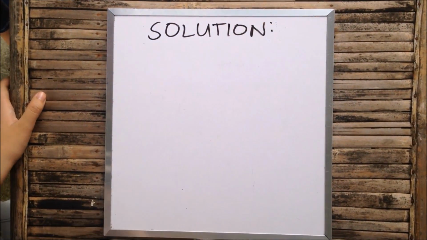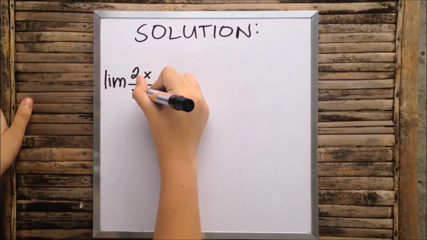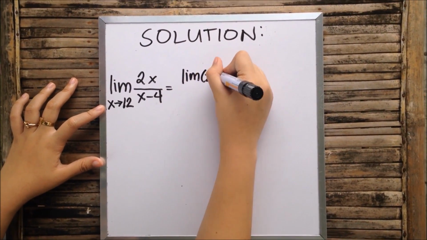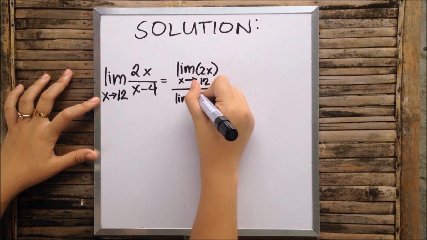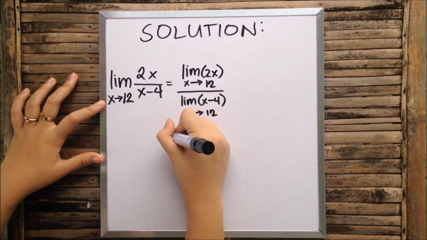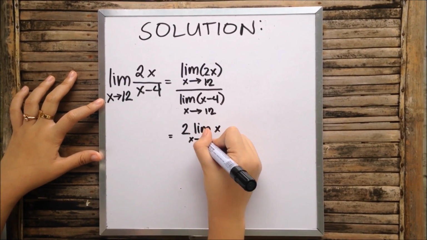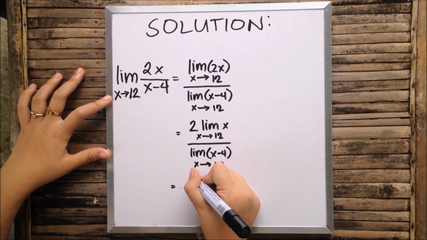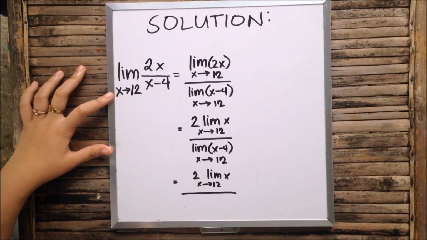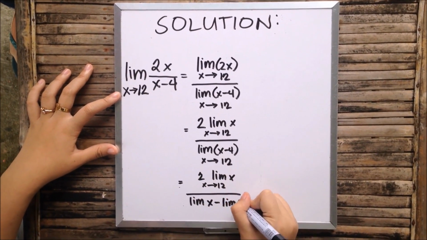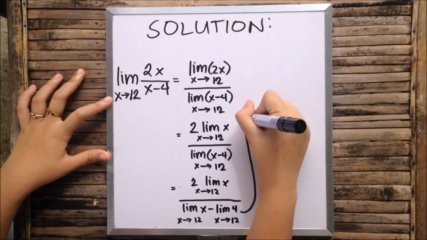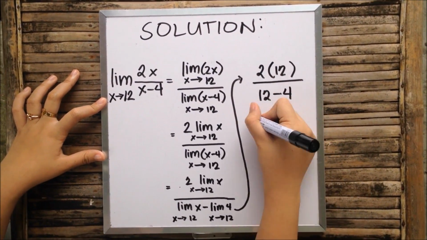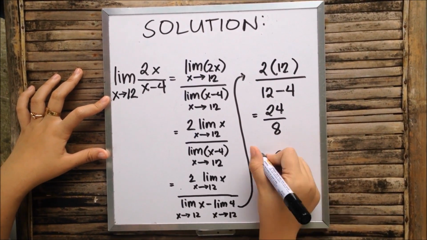Here are the solutions. Limit of 2 times x over x minus 4 as x approaches 12 equals limit of 2 times x as x approaches 12 over the limit of x minus 4 as x approaches 12. It equals 2 times limit of x as x approaches 12 over the limit of x minus 4 as x approaches 12. Then it equals 2 times the limit of x over the limit of x minus the limit of 4 as both x's approach 12. Now substitute the value of x, which is 12. 2 times 12 over 12 minus 4. It equals 24 over 8 or 3.